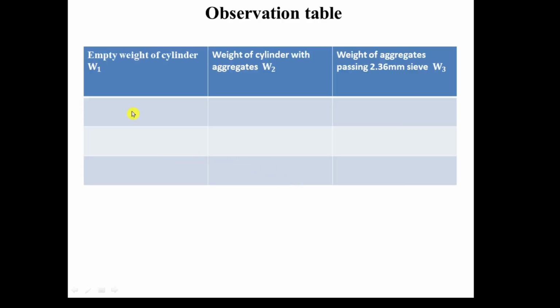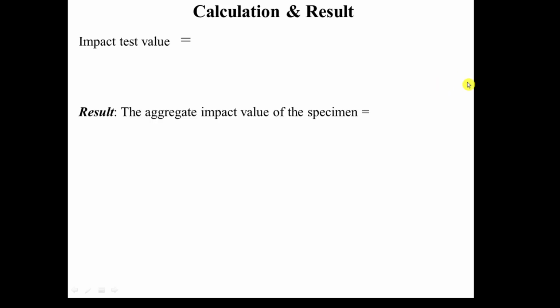Record the observation. Empty weight of the cylinder is W1, weight of the cylinder with aggregates is W2, and weight of the aggregates passing 2.36 mm sieve is W3. Write down the result, find the calculation. So impact test value will be W3 upon W2 minus W1. What is W3 here? It is weight of aggregates passing 2.36 mm sieve. W2 is weight of the cylinder with aggregates, and W1 is empty weight of the cylinder.